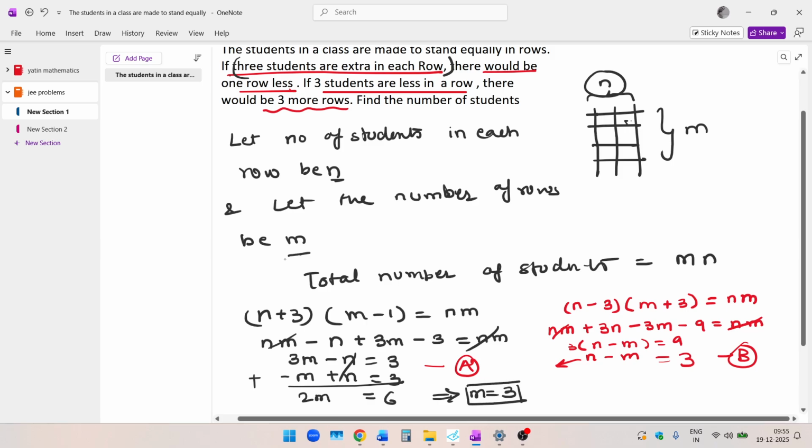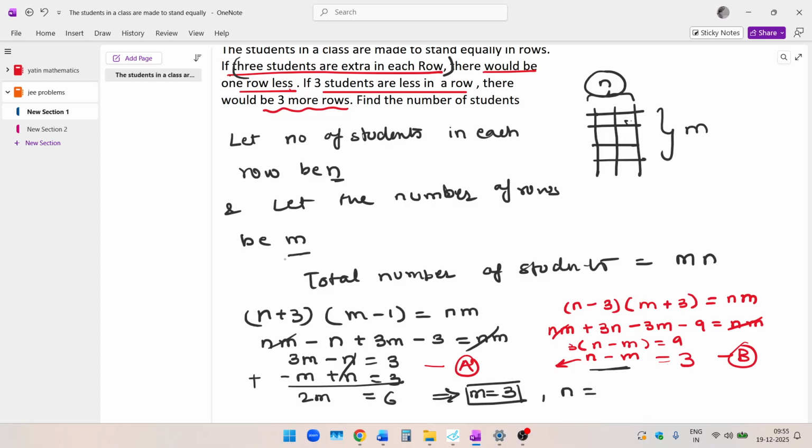If m is equal to 3, substitute m over here. You will get n minus 3 is equal to 3. So n will be equal to 3 plus 3, which is 6. If m is 3, n is 6, then n into m will be equal to 18. This is the answer. So the total number of students will be 18.